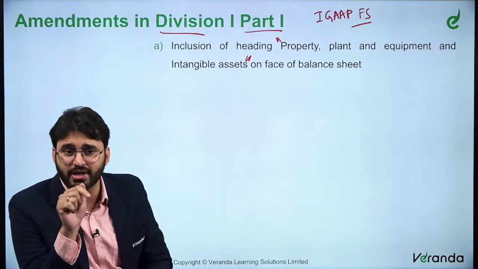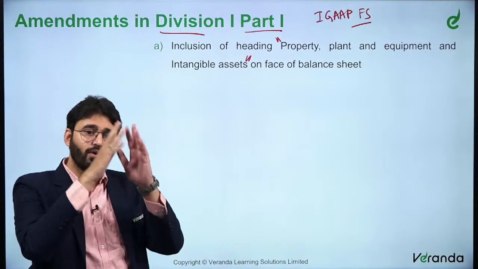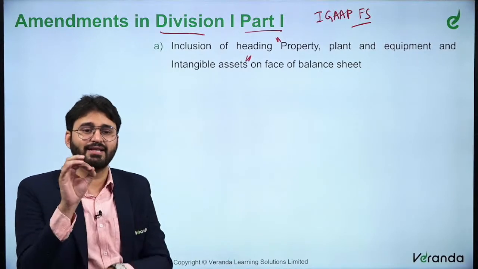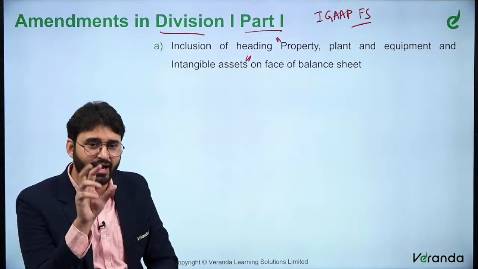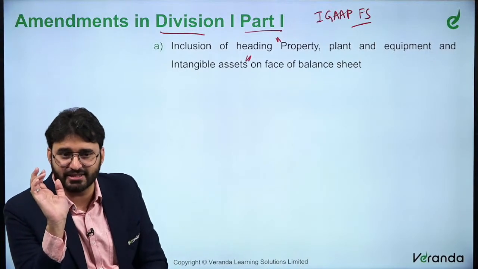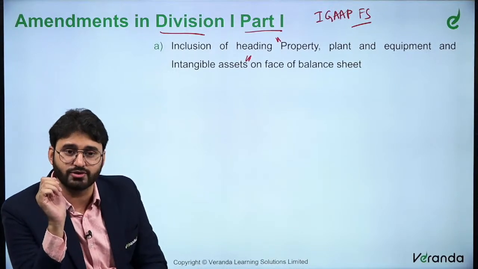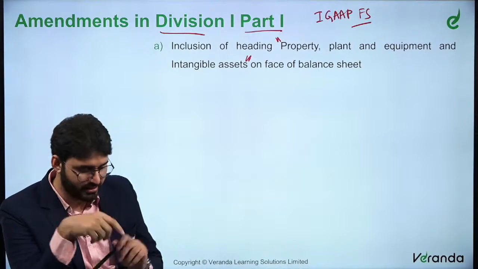So why is this important? There are questions in the CA Final examination where they will give you one format of the balance sheet and then ask you, where are the mistakes? So this could be one of the mistakes. They would have named it as fixed assets. Very simple, easy pickings in the examination, which you will be able to score marks. If you don't know this, you will not be able to answer, right?